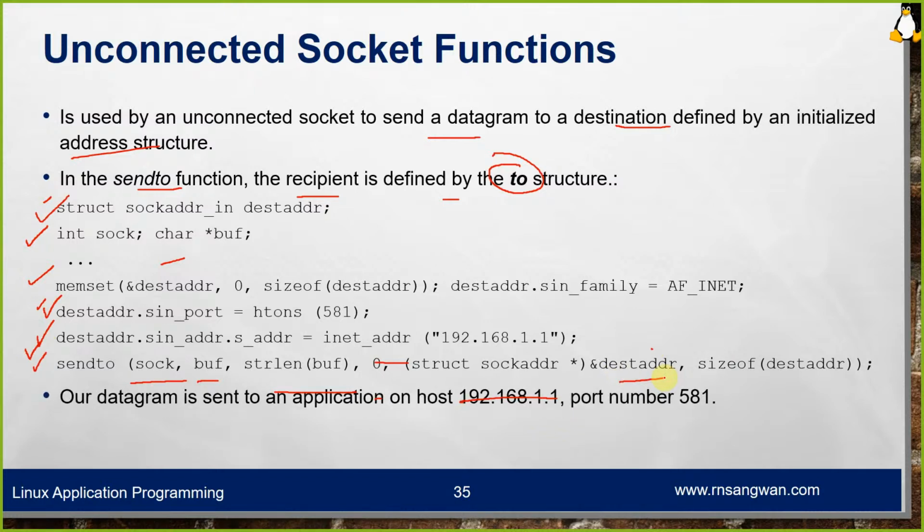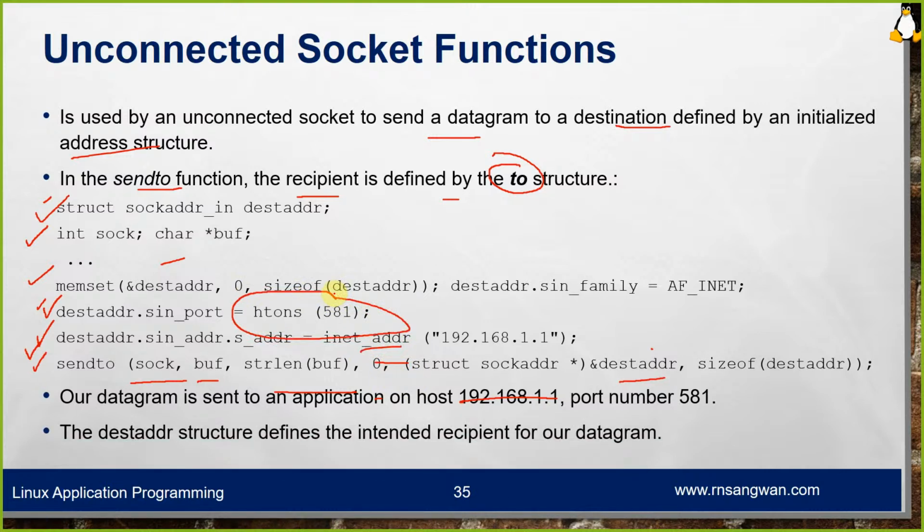Our datagram is sent to an application on the host 192.168.1 at port number 581, which is defined here with s_to.sin_port. The destination address structure defines the intended recipient for our datagram.